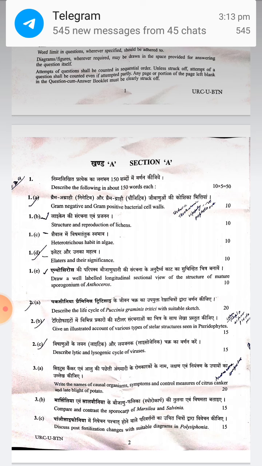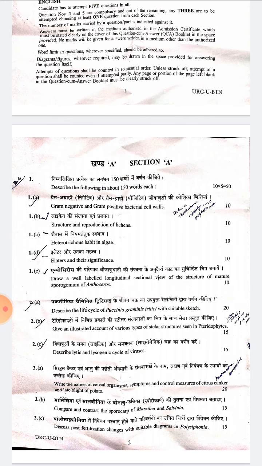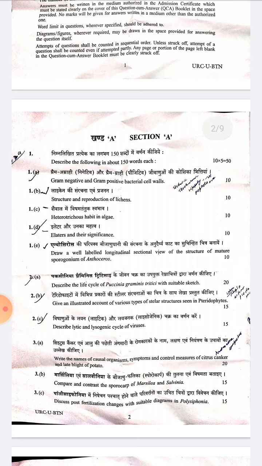Now we move on to 3A, which asks: write the names of causal organisms, symptoms and control measures of citrus canker and the late blight of potato. And 3B is: compare and contrast the sporocarp of Marsilea and Salvinia, 15 marks. So 3A is the 20-marker, 3B is the 15-marker, and 3C is also a 15-marker question: discuss the post-fertilization changes with a suitable diagram in Polysiphonia.